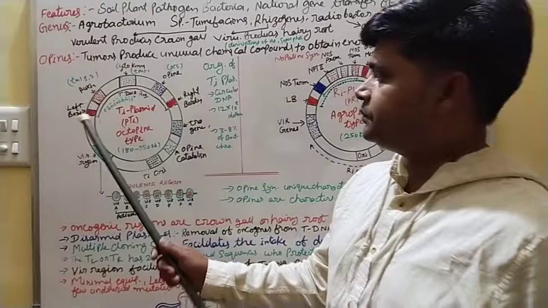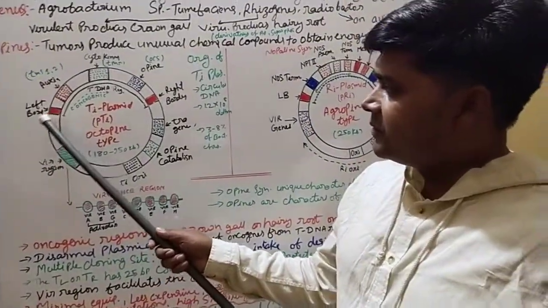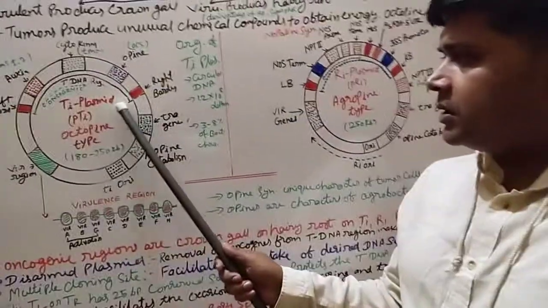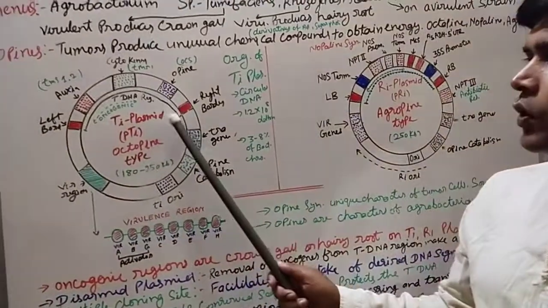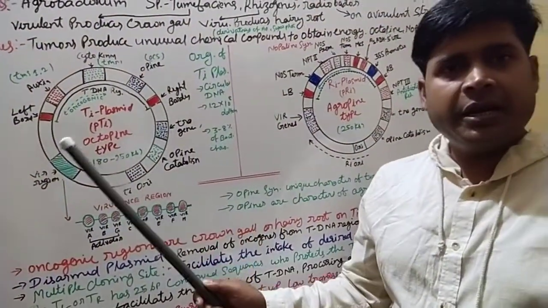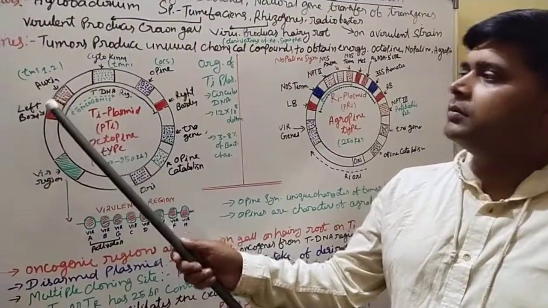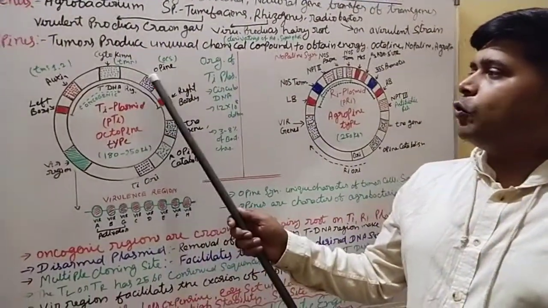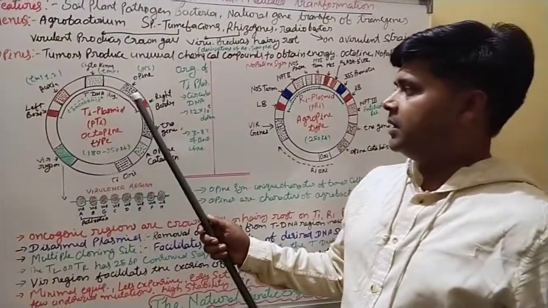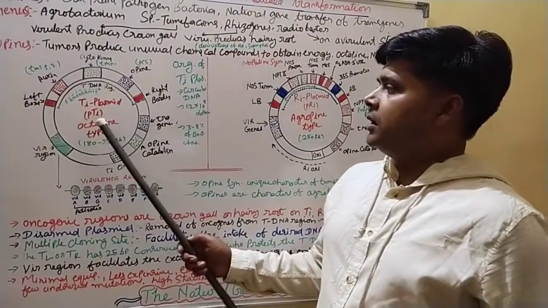First we go through the structural biology of the Ti plasmid. See it here. This is the region from the left border to the right border, and this cord-like structure is called the T-DNA region. It comprises auxin, cytokinin, and opine synthase genes, and then the right border.